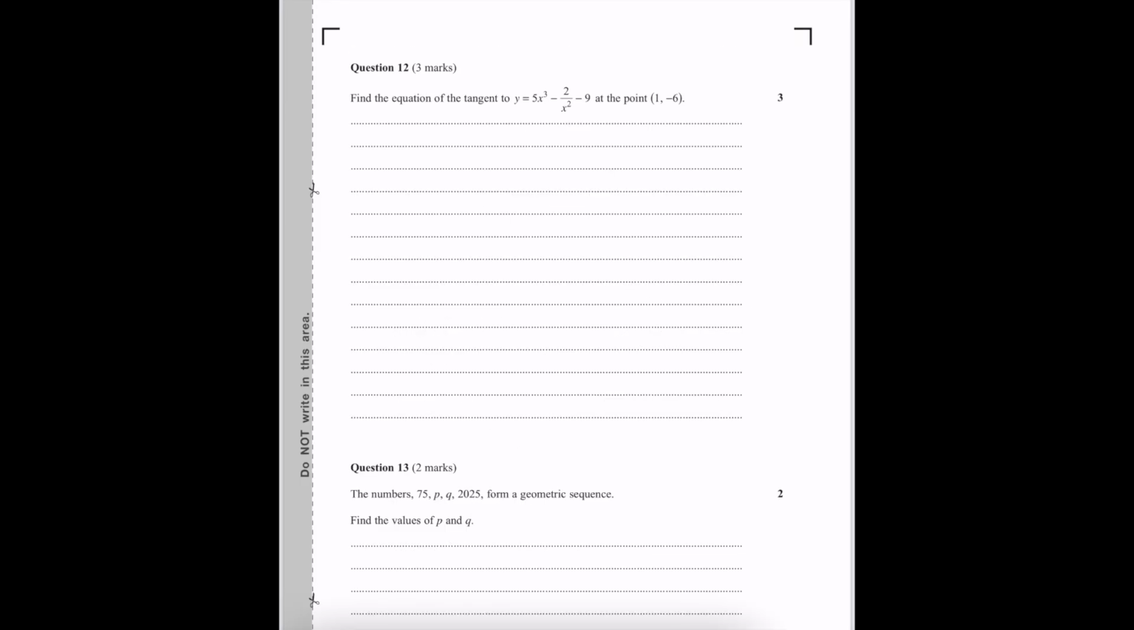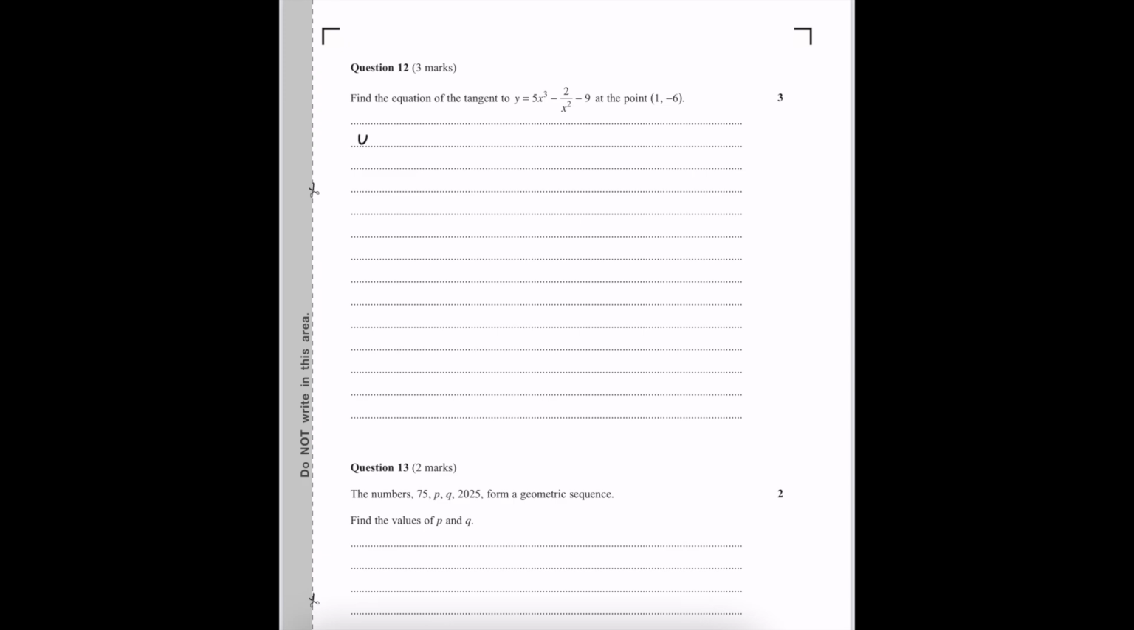Question 12 says, find the equation of the tangent to this line at the point (1, minus 6). So to find the equation of the tangent, we first need to derive and essentially substitute a value to get the gradient at that specific point.